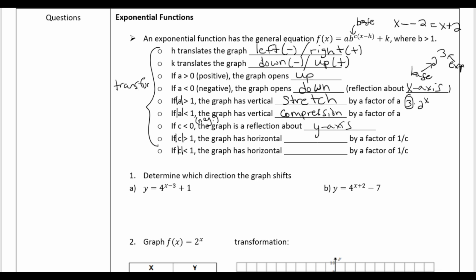So yeah, all of these are transformations. So let me just write that down, so that way you can refer to that and review that if you need to.